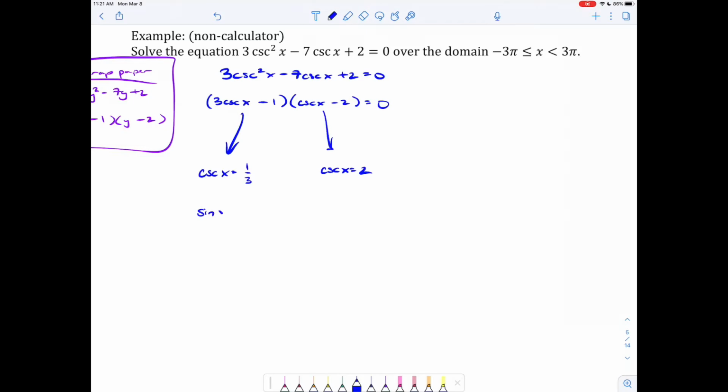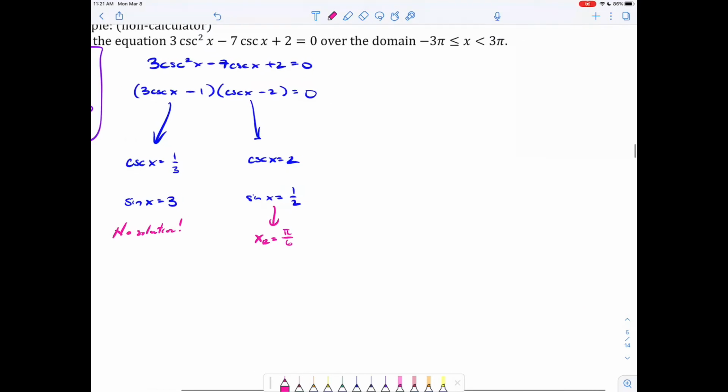So this is related to sine, and we'd get it by taking the reciprocal. Wicked. Oh my goodness, we've seen this before. That's a case where we have no solution. But this is a case where we're dealing with 30 degrees or pi over 6. Actually, there's also another one, 5 pi over 6. And that's what we have to involve in our solution.